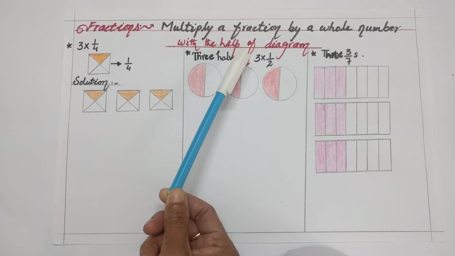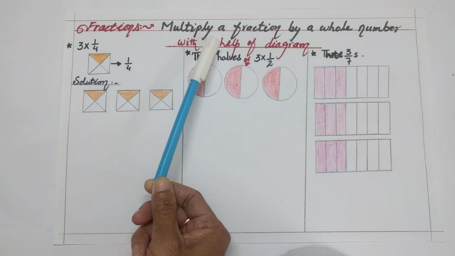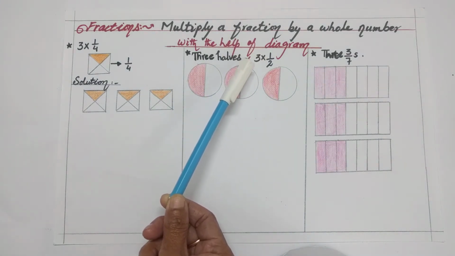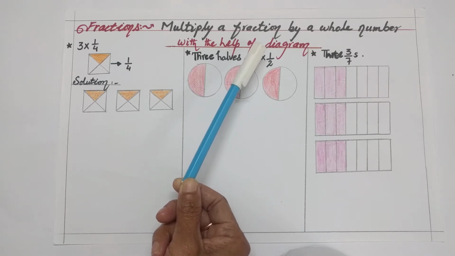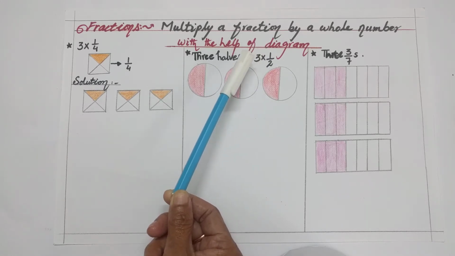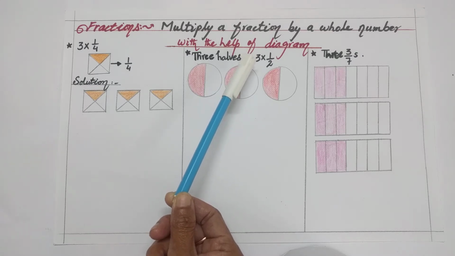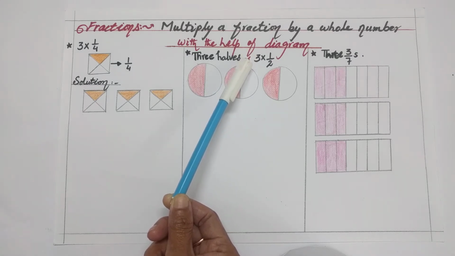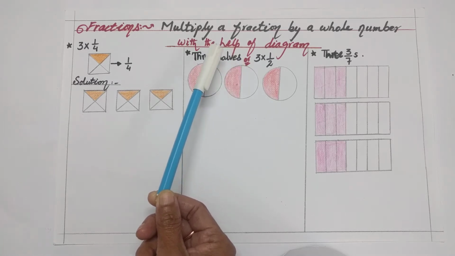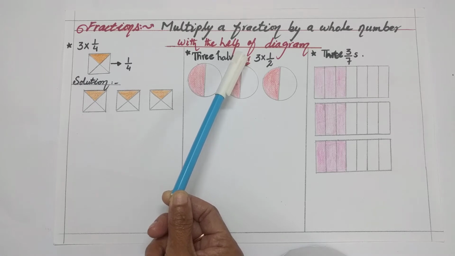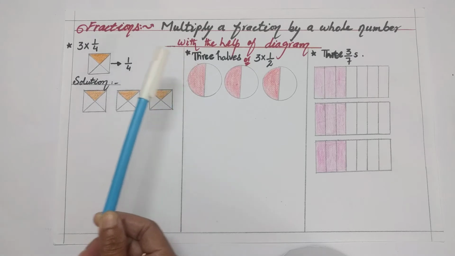This diagram method is just to give you the best understanding about the multiplication of a fraction by a whole number. With the help of the diagram it becomes easy to understand the multiplication of a fraction by a whole number. We can solve this by the repeated addition. When you use the diagram method, we can solve this by the repeated addition. Okay, so let us take the example.